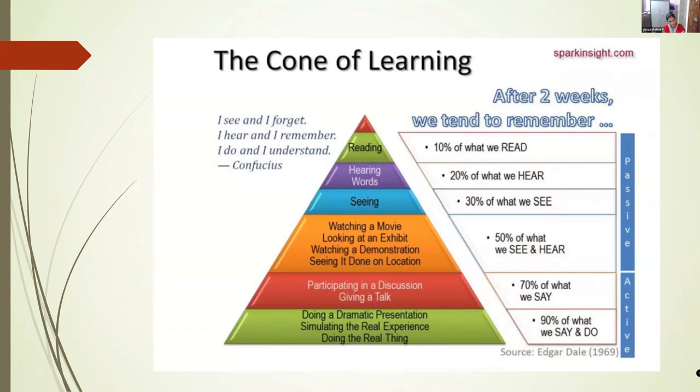Not only real life. If I want to do something in an abstract way, if I want to apply a theorem, if I want to do the theorem logically, I have to do something. I have to experience it. Then only I can do it. It was given by the famous Chinese philosopher Confucius. So if you see in that triangle, the cone of learning they are telling here.